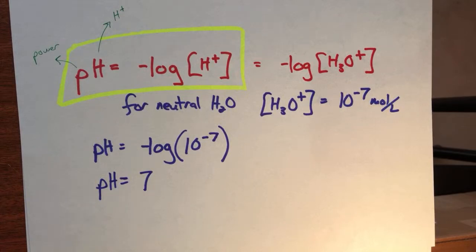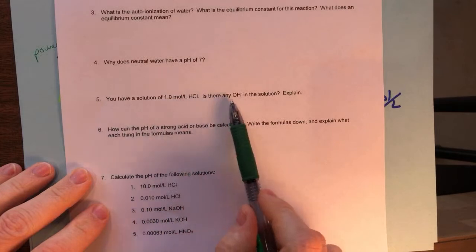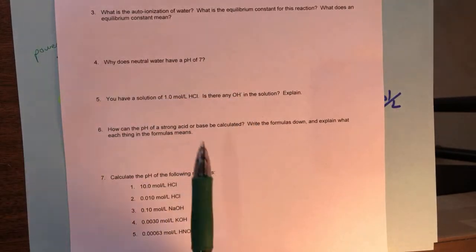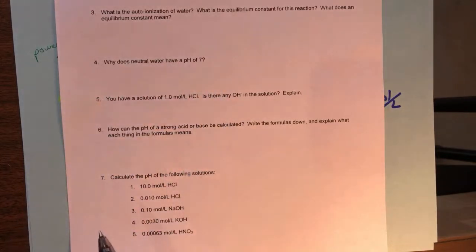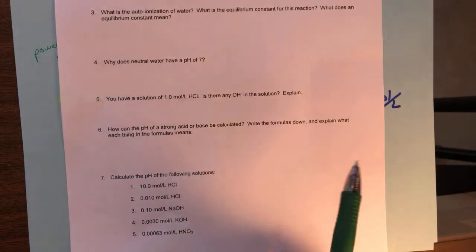So let's go ahead and calculate. And before we do the calculations, we have number 5 to deal with. You have a solution of 1 molar HCl. Is there any OH minus in the solution? All right, let's pause here. Number 5, is there any OH minus? And the answer is yes. Why is that? It's impossible to have 0 OH minus, because that would mean you have an infinite amount of H plus, which you don't have.